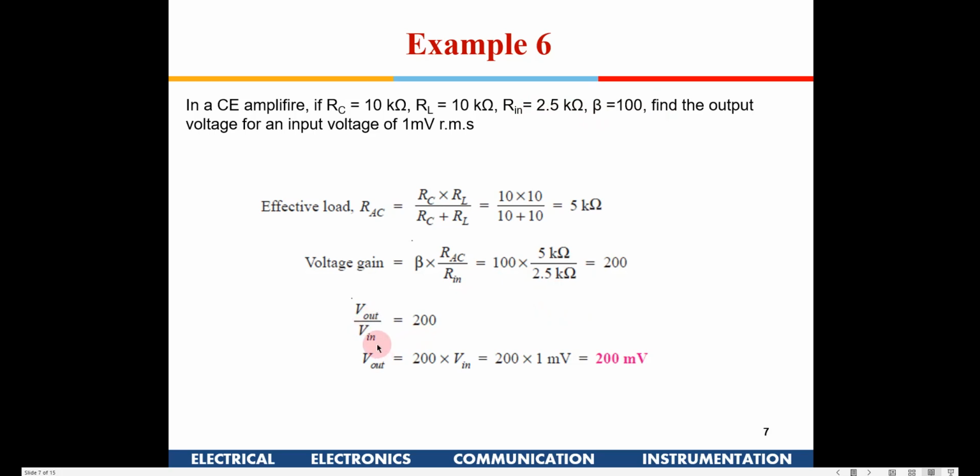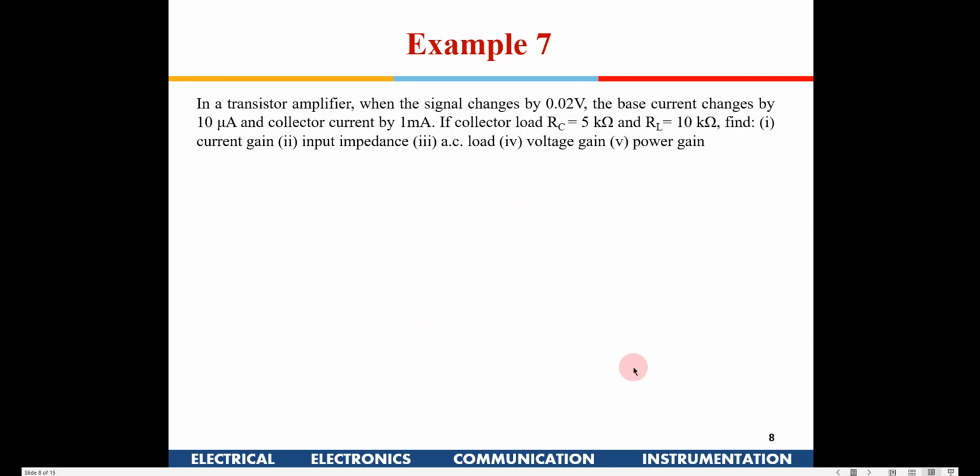Now gain is what? V out divided by V in. So this formula we derived in the theory class, right? Beta RL divided by R pi, so we have it straight away using that formula. Only thing is RL is now parallel to RC, so you get 5 kilo ohms, and here beta RC divided by Rin, given as 2.5, so you get 200. V in is given as 1 millivolt, so the output will become 200 times V in, because the gain is 200, so you get 200 millivolt. Okay, so this is another example out here.